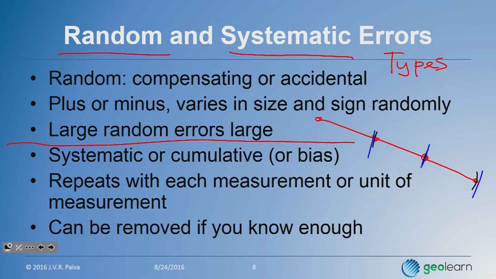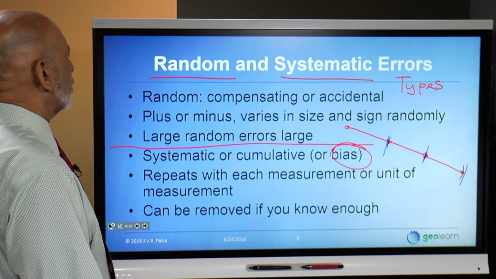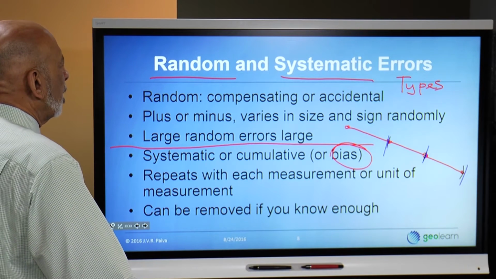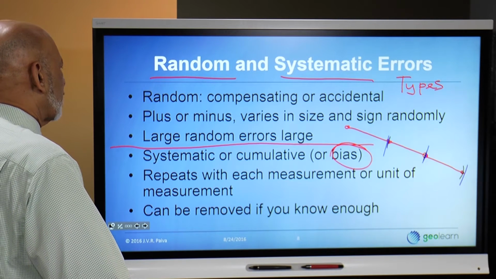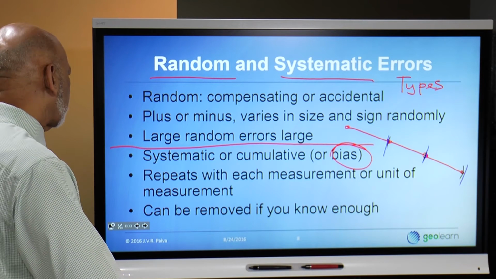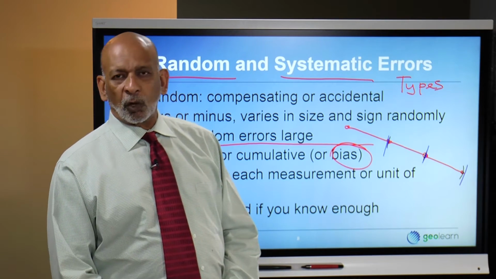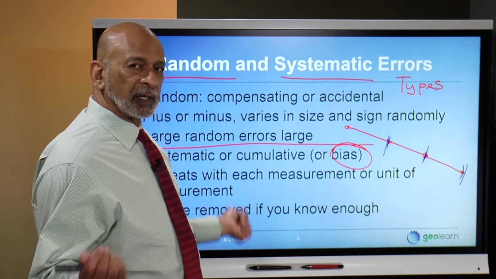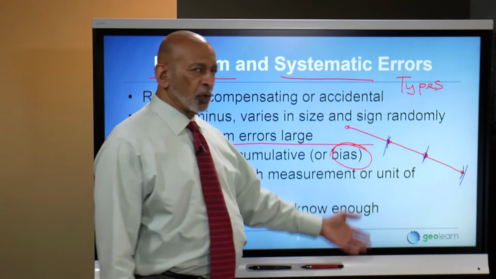Then we have systematic error, which in some older books is sometimes referred to as cumulative error. But this is the other term I want you to remember, the word bias. Because when you read books and papers on surveying and surveying science or measurement science, it's not uncommon to see more and more papers where they'll talk about bias in the measurements, and all they mean is that there's some kind of a systematic error in the measurements. So I gave you the example of the yardstick that's a little bit short per inch or a little bit long per inch. That would be a systematic error, because every time you make a measurement with this yardstick, it simply repeats. It repeats with each measurement or unit of error.